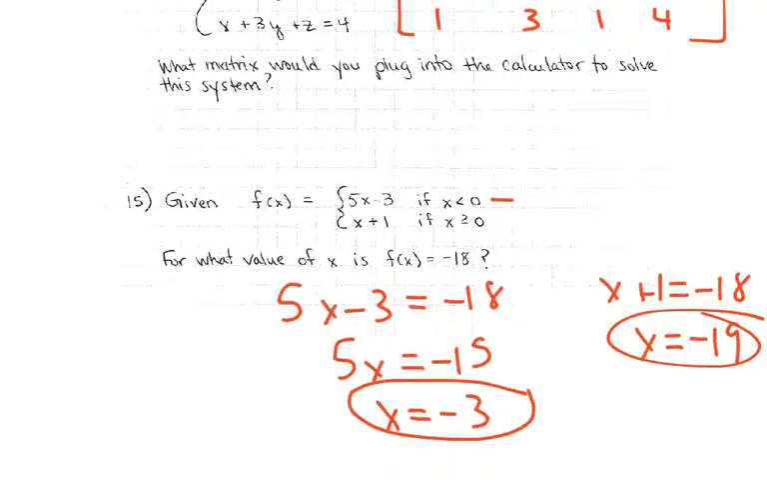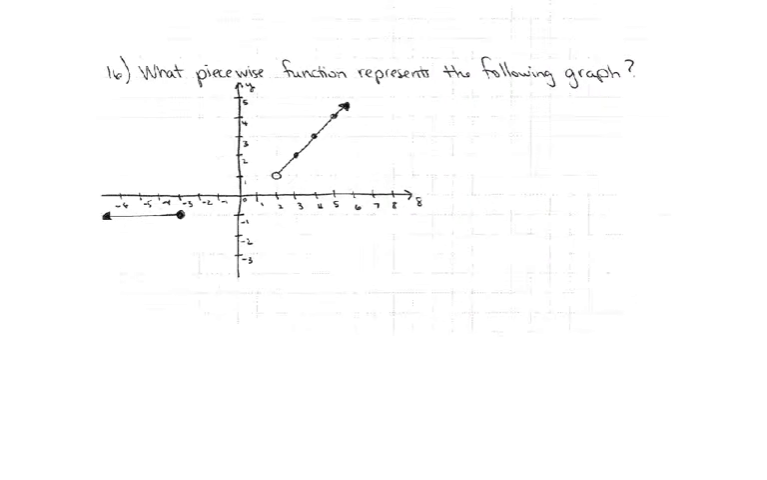Both of these are less than 0, so I had to use the first equation, which means that for what value of x is the output going to be -18? The answer is when x is -3, not when x is -19, because you can't plug into the second equation, because that one you can only plug into when the x values are greater than or equal to 0. In problem 16, it says, what piecewise function represents the following graph?